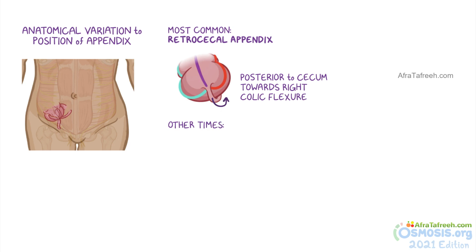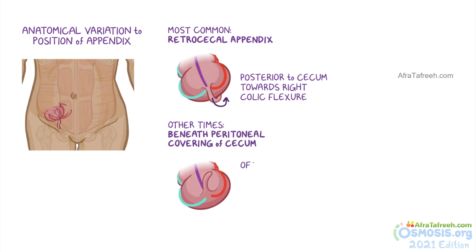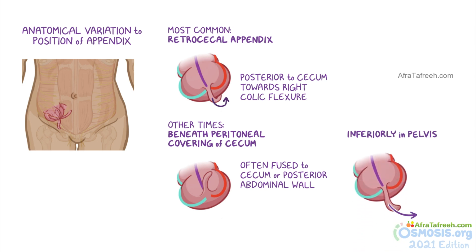Other times, the appendix lies beneath the peritoneal covering of the cecum, and in this case it's often fused to the cecum or to the posterior abdominal wall. The appendix may also project inferiorly into the pelvis. These variations can affect the clinical manifestations of appendicitis.